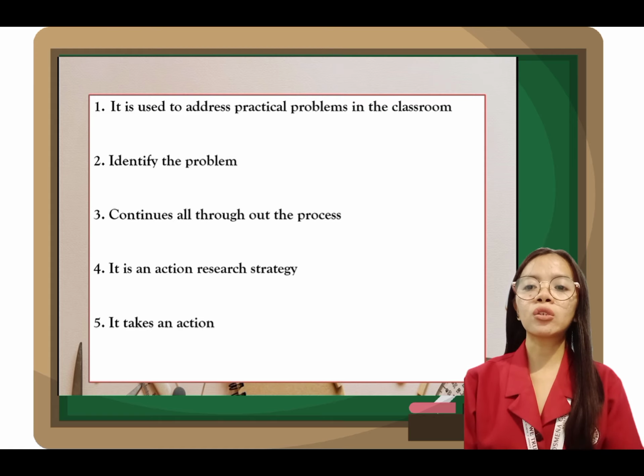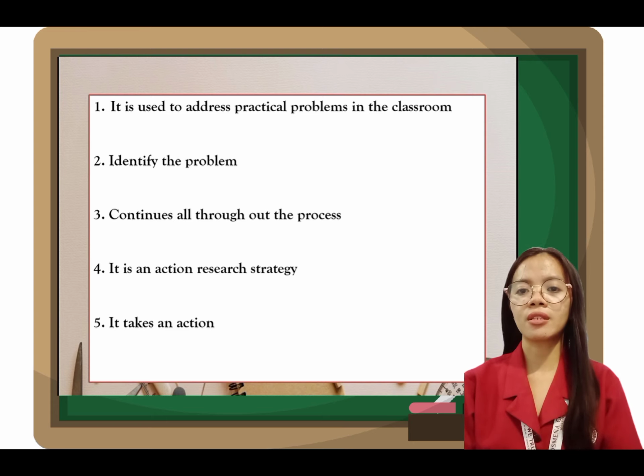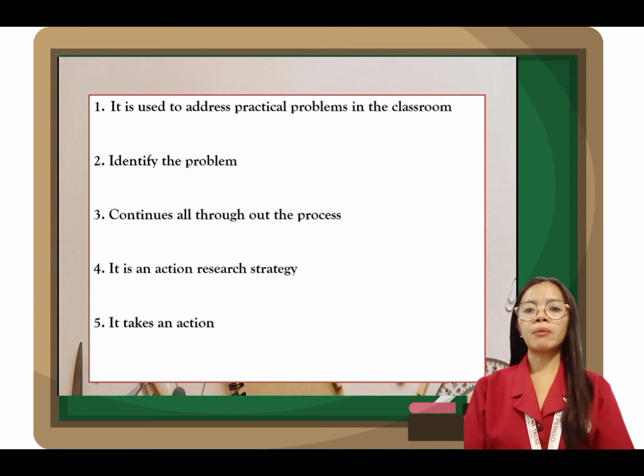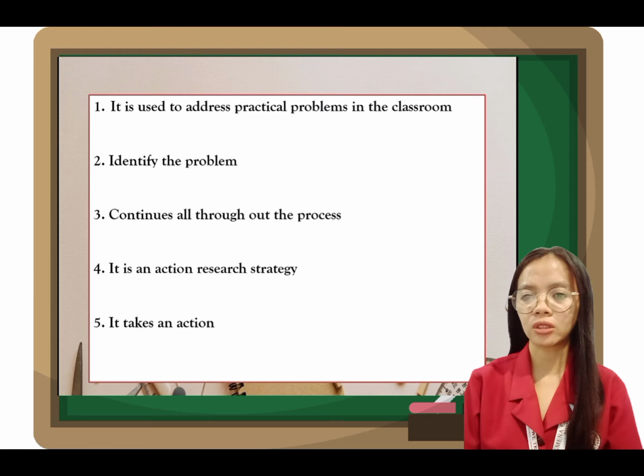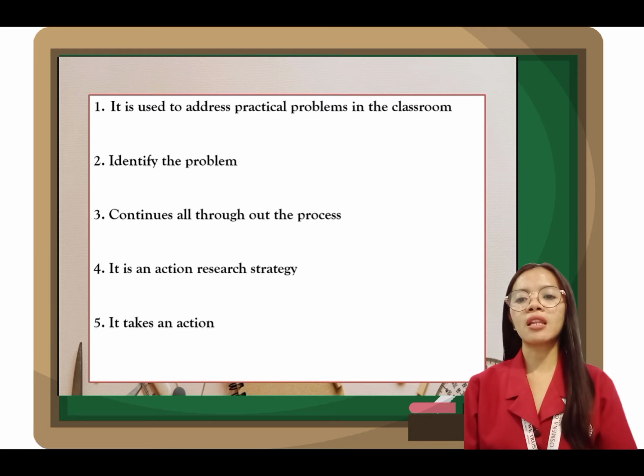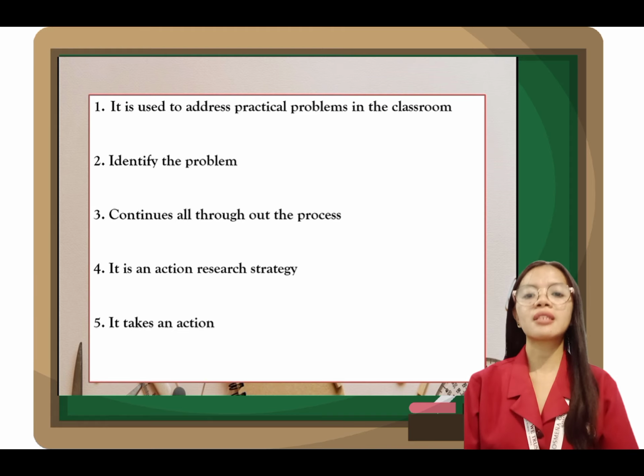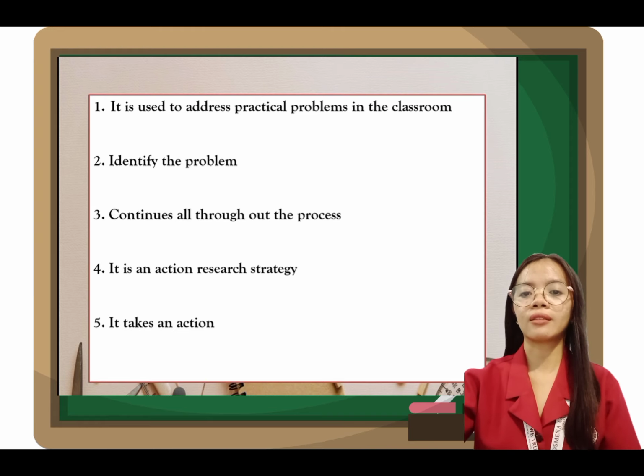Number 3, it continues all throughout the process. It is reflect or reflection. Number 4, it is an action research strategy. What kind of guide in conducting action research is it? It is the planning or plan in conducting an action research. Number 5, it takes an action. It's act.